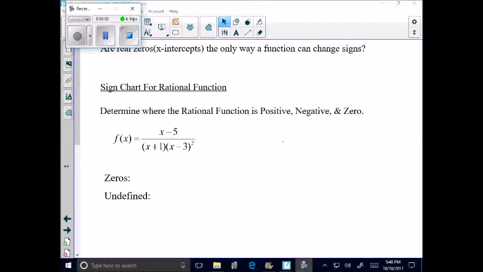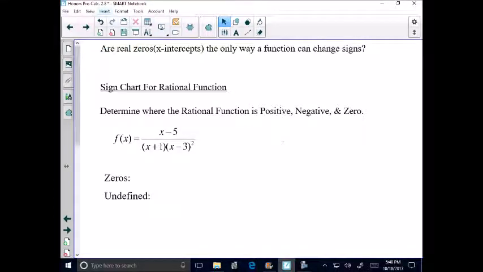Alright guys, so in this video we are going to talk about sign charts for rational functions. But before we start talking about sign charts for rational functions, we want to ask ourselves a question. The question is, are real zeros or x-intercepts the only way for a function to change signs, right? For a function to go from above the x-axis to below the x-axis, or from below the x-axis to above the x-axis? And the answer to this is, of course, no. We can also change signs at an x value that gives us a vertical asymptote.